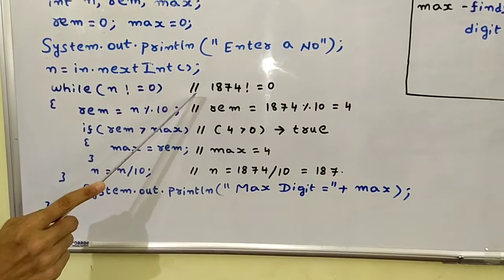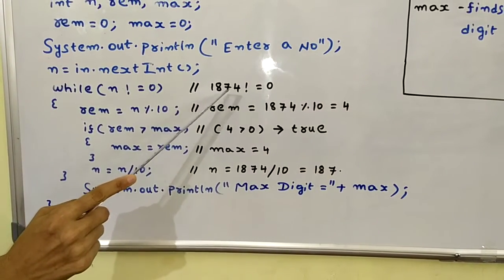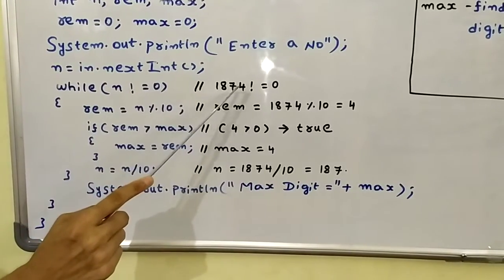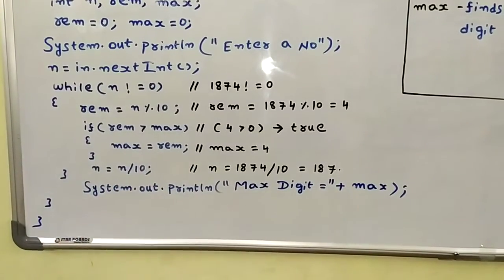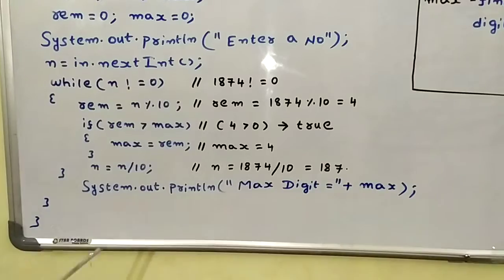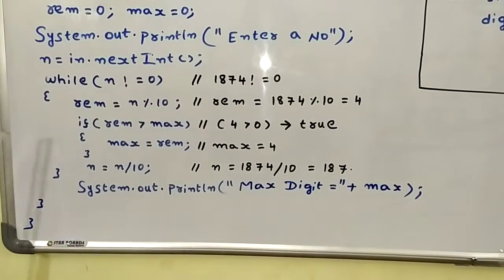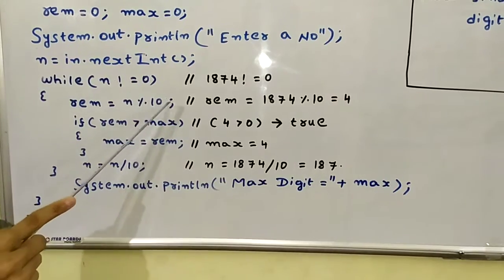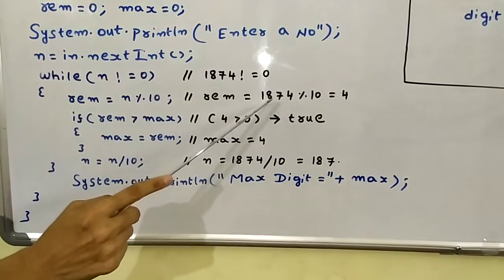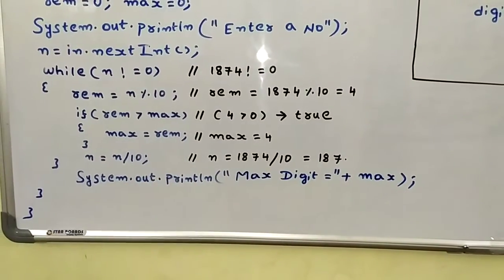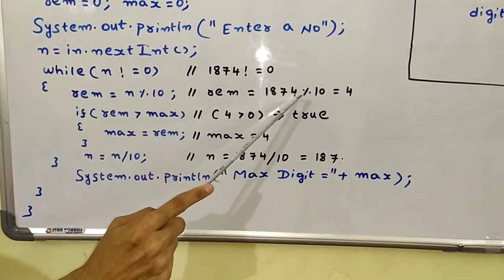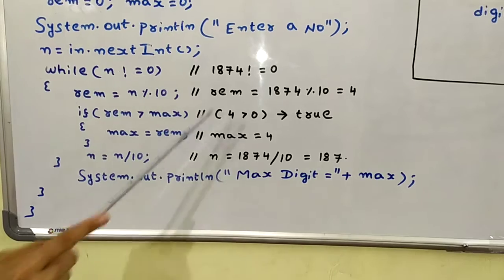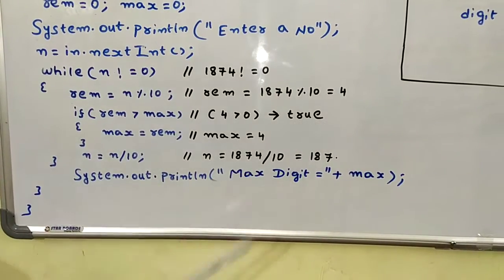Here we consider the example 1874. 1874 not equal to 0. That is true. Because it is true, it will enter the loop. rem is equal to n modulo 10. n value is 1874. So 1874 modulo 10 is equal to 4. So rem value consists of 4.